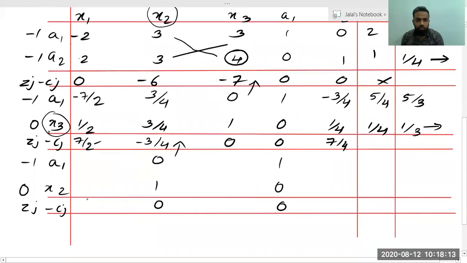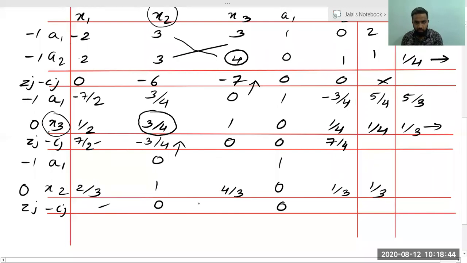Now, what will be the other values? What will be my key element? This will be my key element. I will multiply it by 4 by 3. So 1 by 2 into 4 by 3 will be 2 by 3 if I am not wrong. This will be 4 by 3. Okay. This will be 1 by 3. Okay. This will again be 1 by 3. Now I need to find all this value.